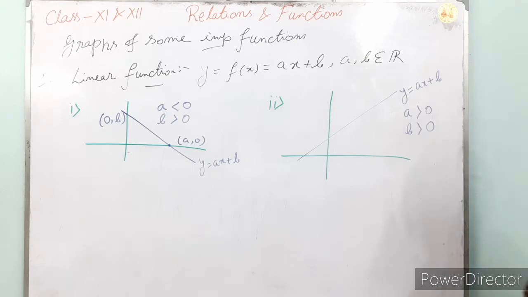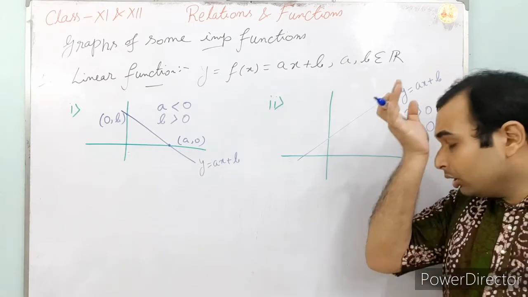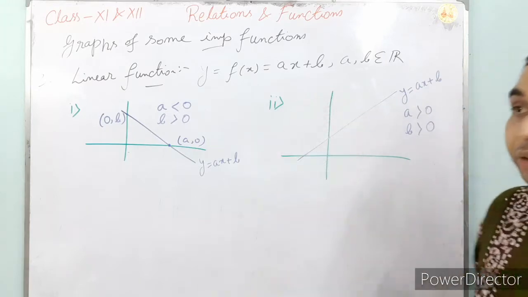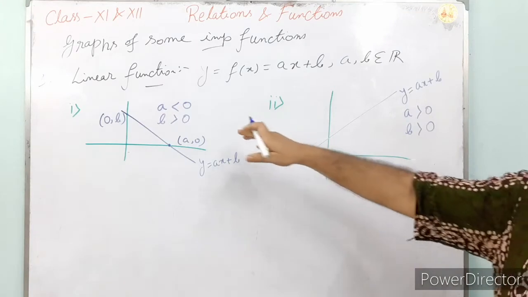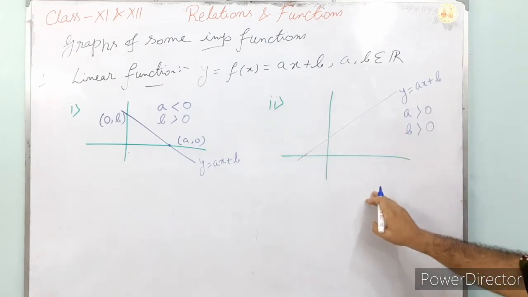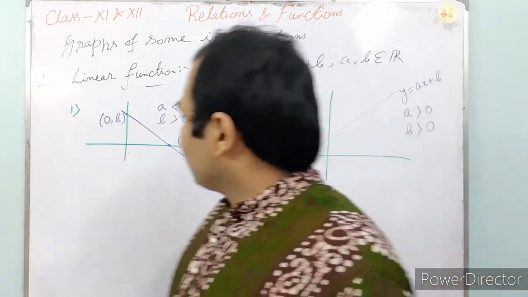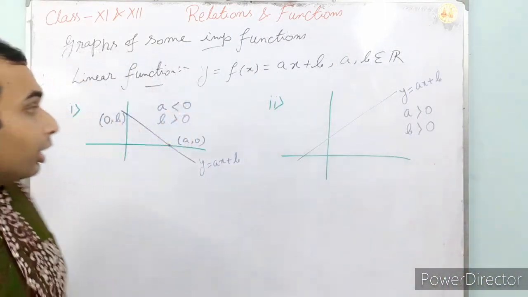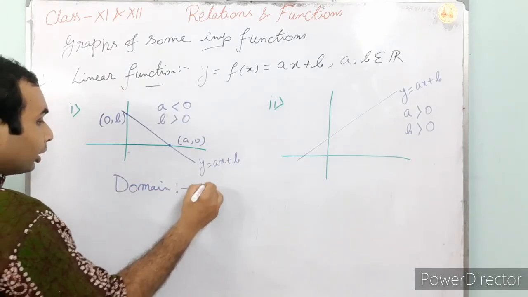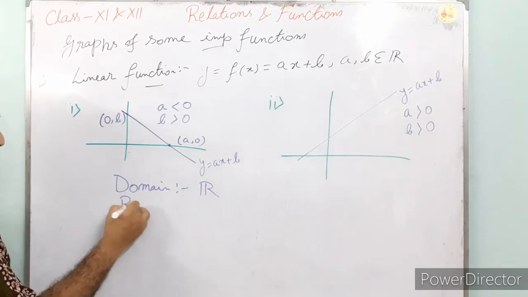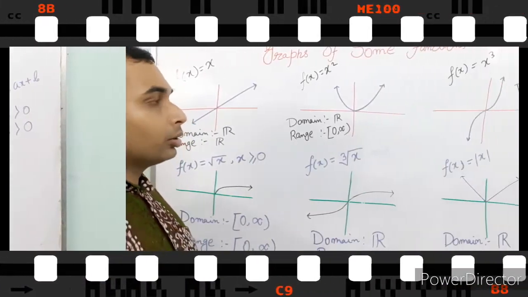And whenever you learn about the straight line in coordinate geometry, there is one chapter where you will learn about the slope. Here in both the cases the slope will be a. So this is all about the domain and range. The domain is the total real number set, and the range is also the total real number set.